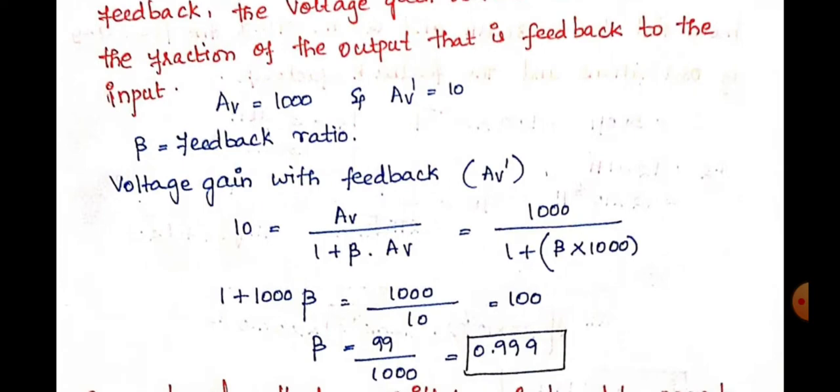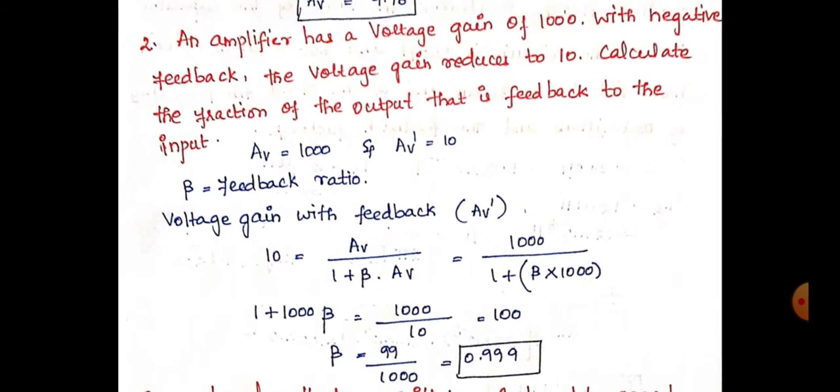So 1000 divided by 10 is 100. So 1 plus 1000 beta is equal to 100. Move the 1 to the other side: 100 minus 1 is 99. So 99 divided by 1000 is equal to beta. So the beta value is 0.099. So we have found the feedback ratio.